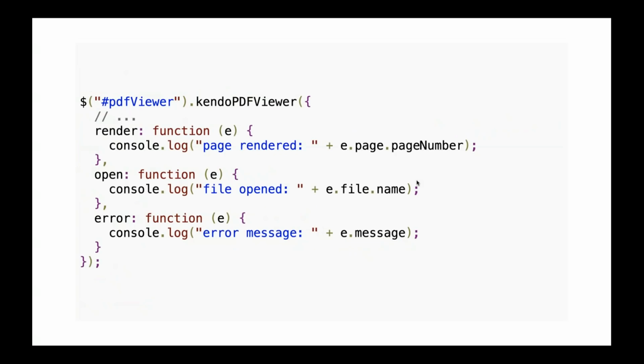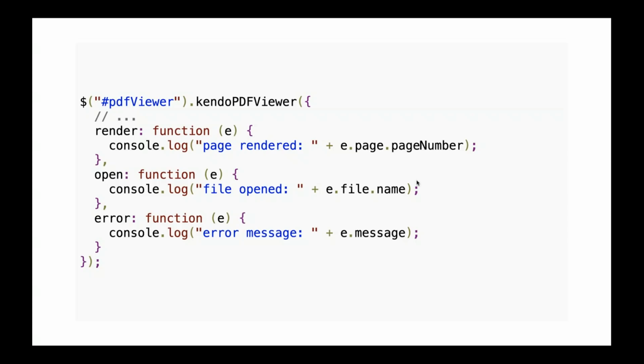In addition to all of the configuration, you'll have a whole set of events that you can also trigger. So when a document is opened, or when it's rendered, or if there's an error when processing the document, you have the ability of capturing those events and handling them accordingly. And as part of the event args, we provide a whole slew of properties that you can also query.